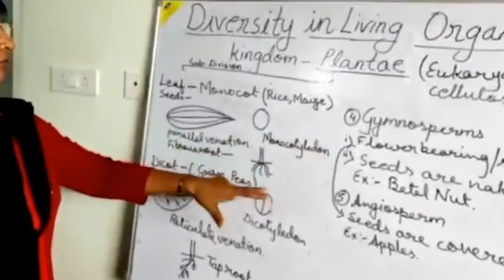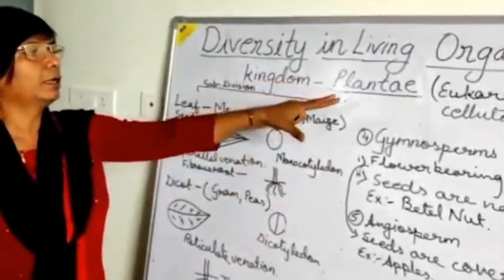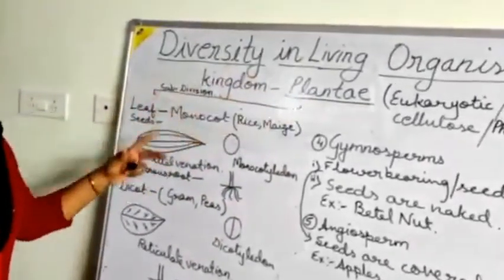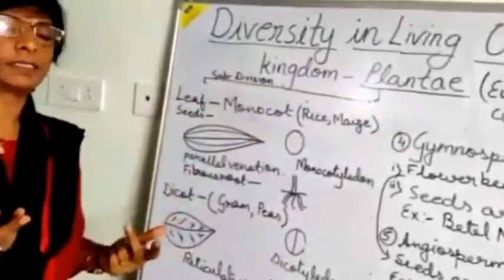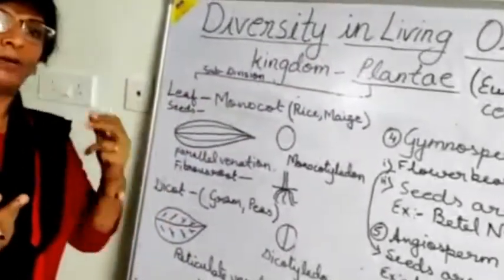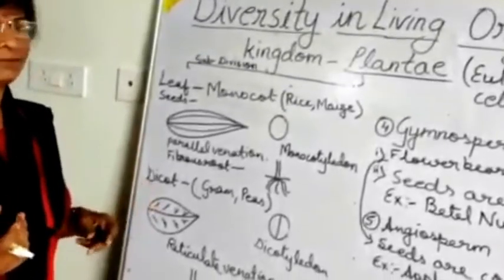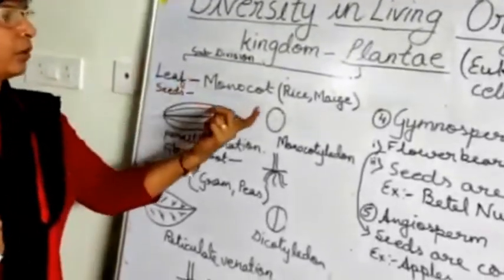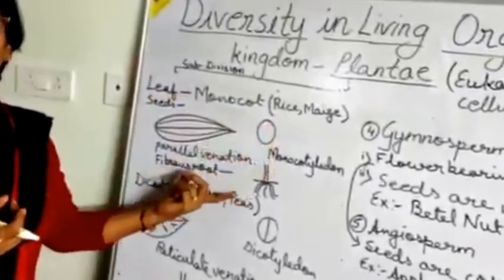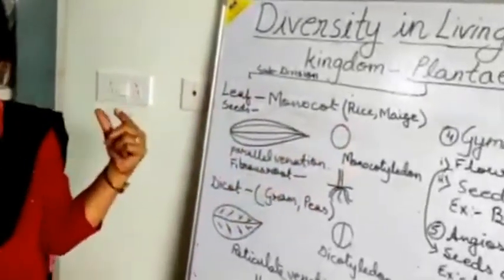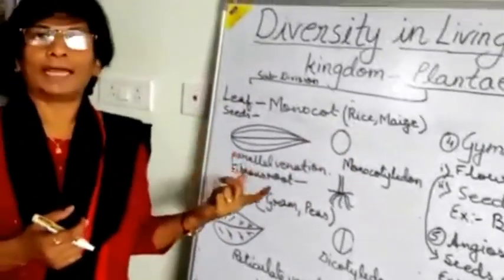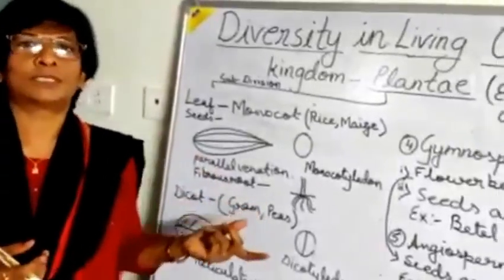Okay. So already we got all the 5 subdivisions of the Plantae. Now we will start the next class about the Animalia, which is having the 9 subdivisions. So I hope you all have understood this topic. Next time we are going to take the other one, that is the Animalia. So thank you. Stay safe.